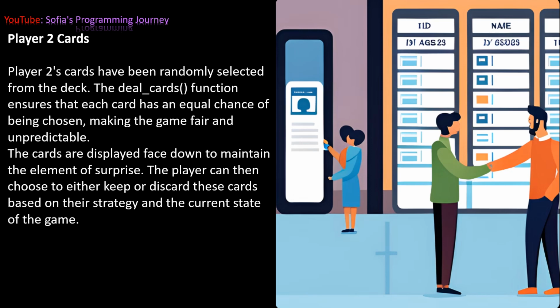Player 2 cards. Player 2's cards have been randomly selected from the deck. The deal cards function ensures that each card has an equal chance of being chosen, making the game fair and unpredictable. The cards are displayed face down to maintain the element of surprise. The player can then choose to either keep or discard these cards based on their strategy and the current state of the game.